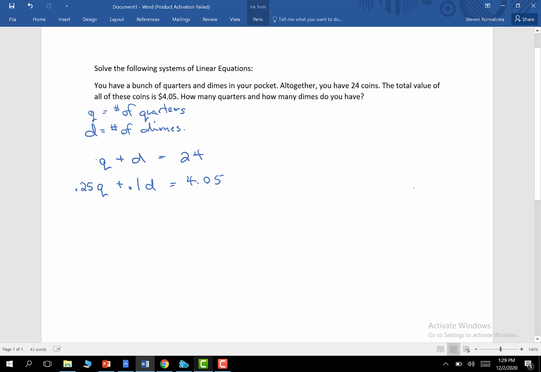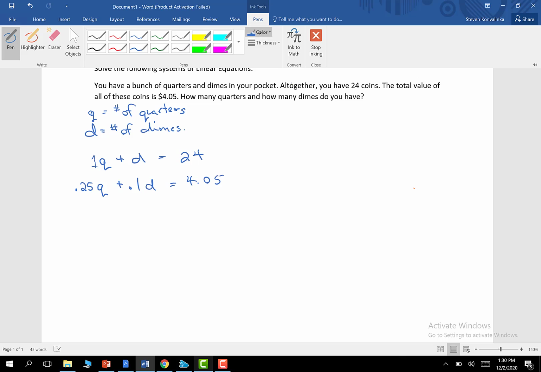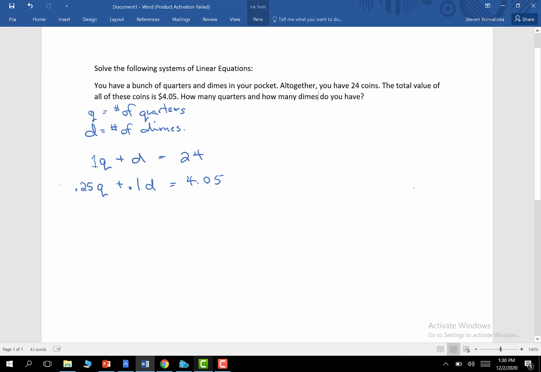So this top one is already a 1, like 1Q. I can put that in. If we don't see a number, we always assume 1. And I know that 4 quarters makes $1. So I'm going to multiply the bottom equation by 4 to make the Q's the same number. But I also want to adjust the sign. I want the bottom one to have a negative sign so that when I add them, they cancel out. So I'm going to multiply not just by 4, but by -4. And that's going to flip the sign of everything in this second equation.